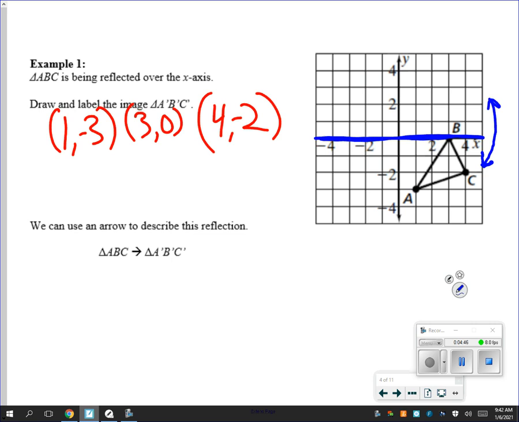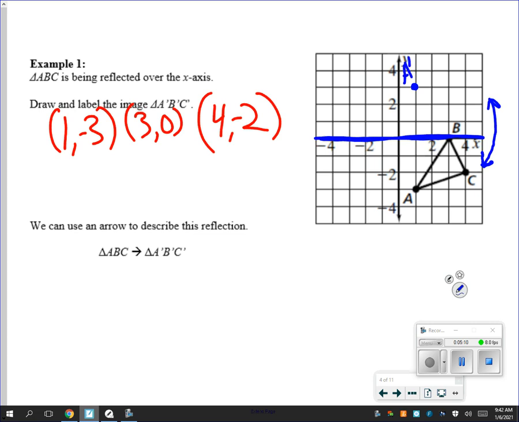If it was on the bottom, it goes to the top. So all I do is I flip. And when I say what's close stays close, what's far away stays far away, what I mean is I'm going to count how many blocks away from the line of reflection point A is. There's 1, 2, 3 blocks away. So that means on the other side, it has to be the same distance. 1, 2, 3, and that became A prime.